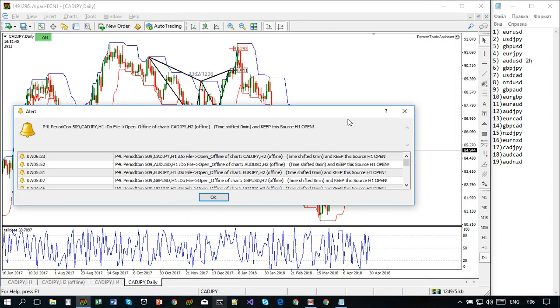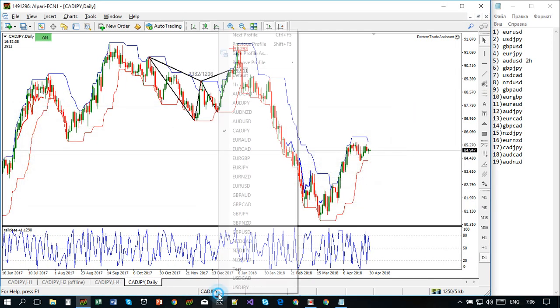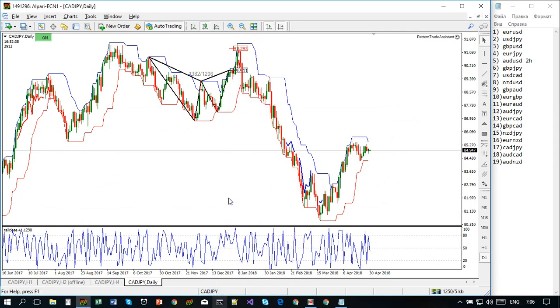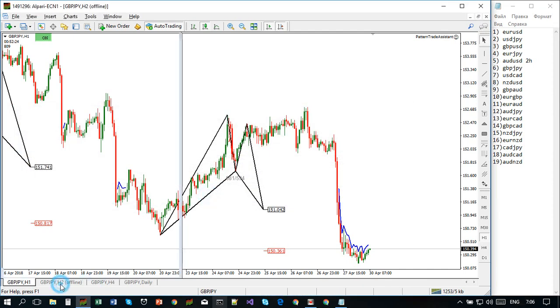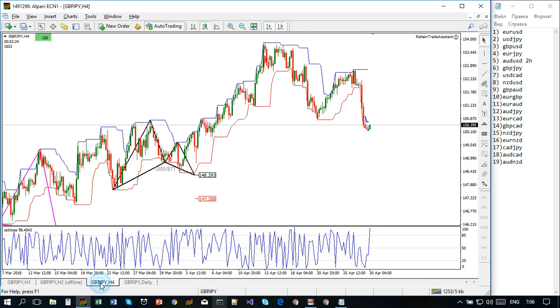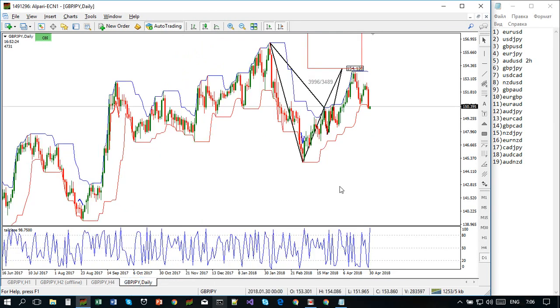Pound yen. What is this? It is Canadian. No, I wanted pound yen. This order has a specific algorithm of pairs. I will also explain it to you a bit later, and you can use this algorithm to create your own portfolio. Okay, on daily we have a pattern, but it makes no sense for me.